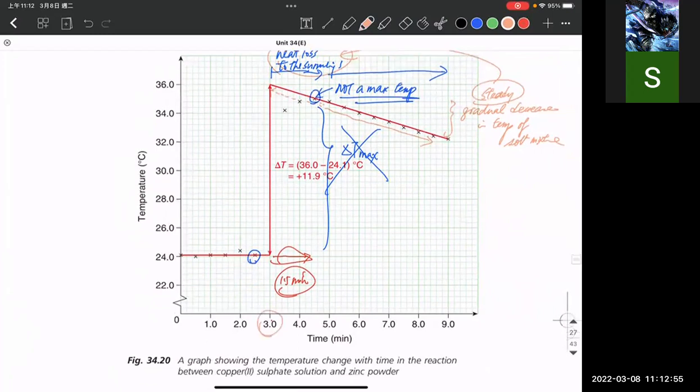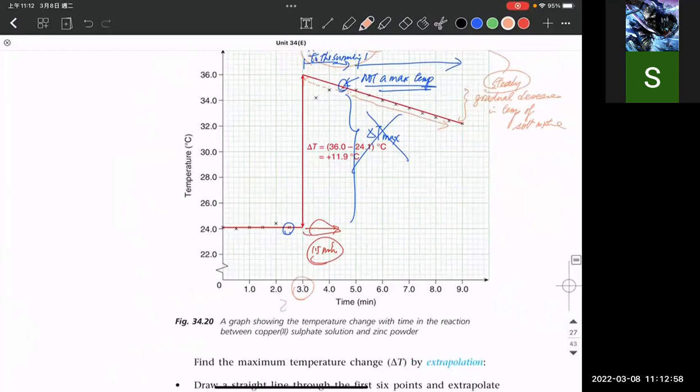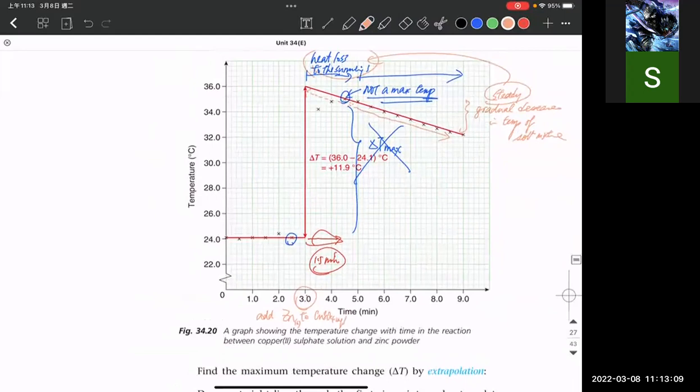So this is 3 minutes. So the zinc, just add zinc to copper II sulfate solution. You are going to imagine that is the timing where the zinc and copper II sulfate all react at that moment. So it happens at the 3rd minute. So you can do such projection at 3 minutes and you can get this. That's imaginary data. So it is the imaginary, the maximum temperature.